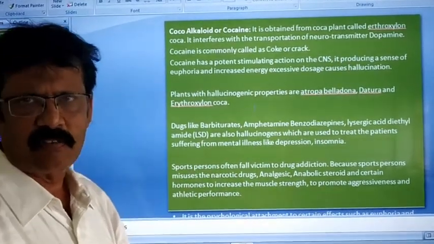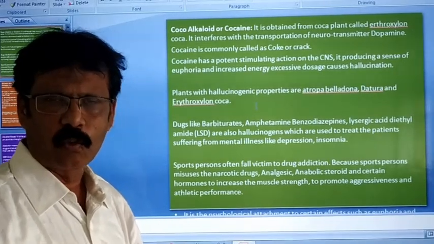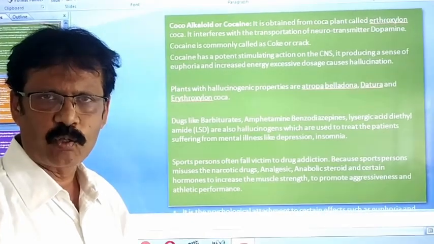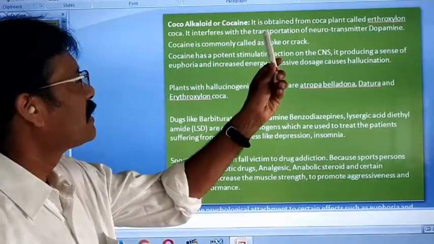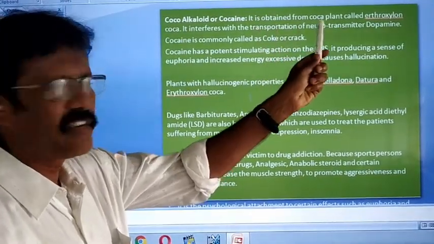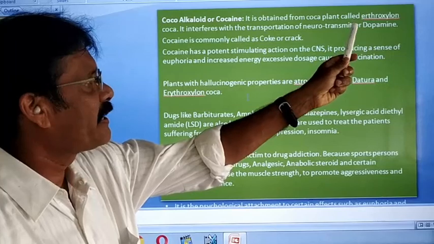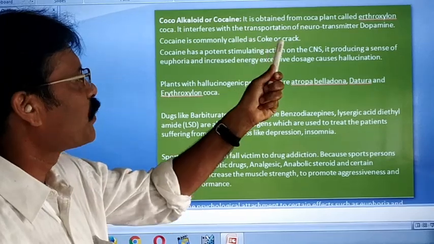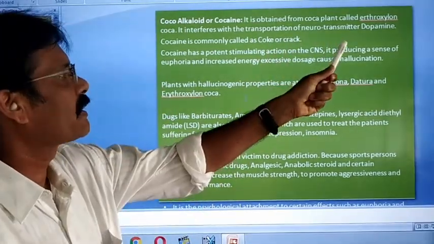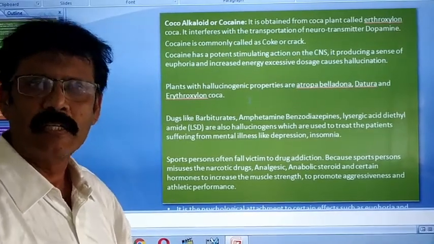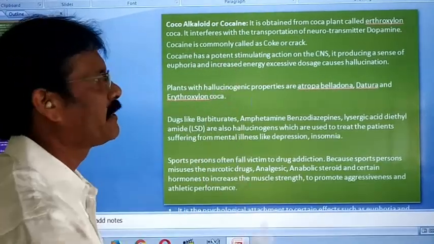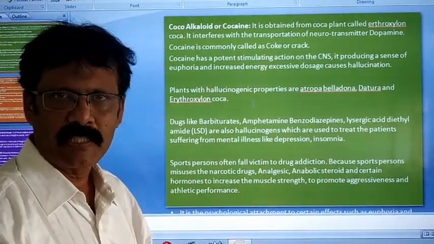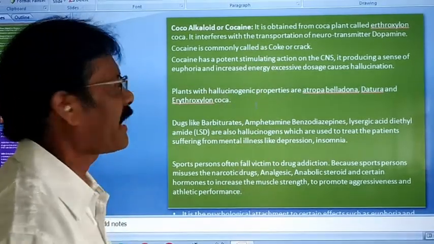There are many different types of neurotransmitters: acetylcholine, dopamine, GABA, that is gamma aminobutyric acid. But cocoa alkaloid, that is cocaine, interferes with the transportation of the neurotransmitter dopamine. Cocaine is commonly called coke or crack.